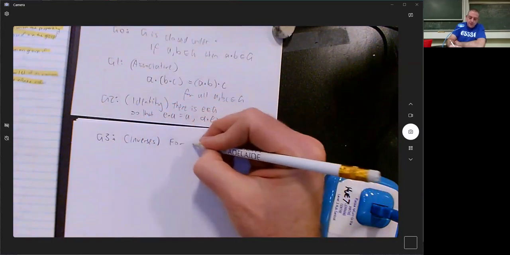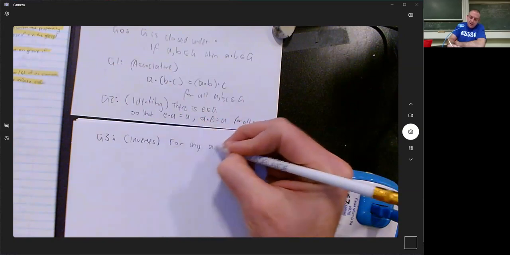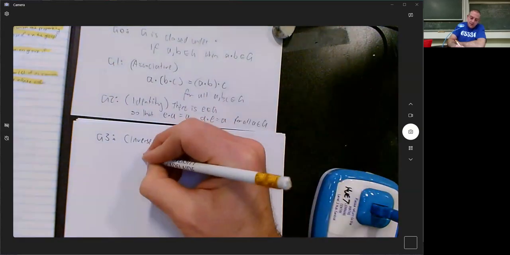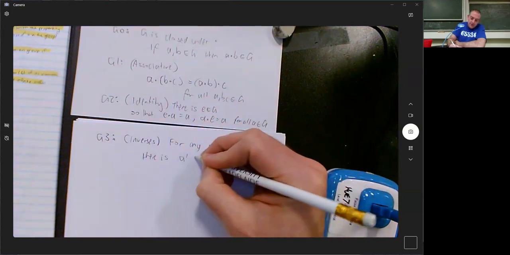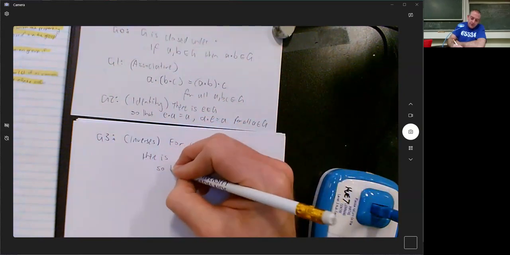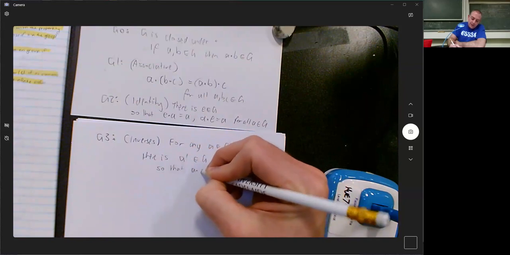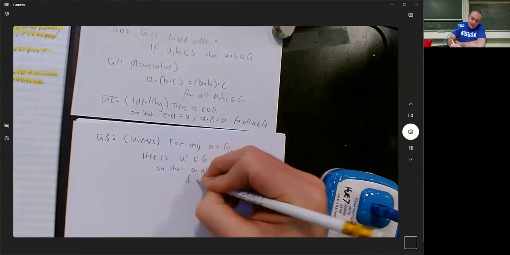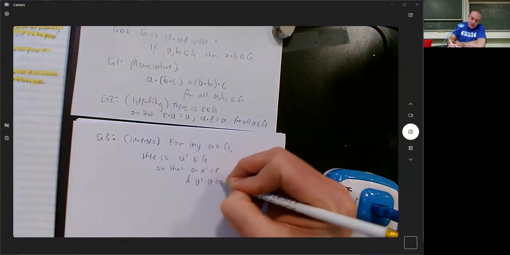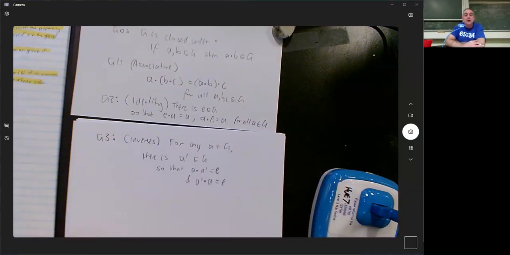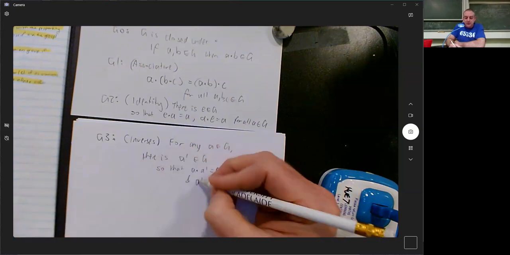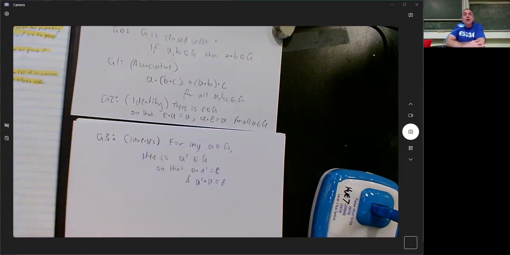So for any A in G, there is A dashed in G so that A times A dashed is E and A dashed times A is also E. And it doesn't have to be times, it could just easily be plus or anything else. But it's tradition to write them as multiplication if you don't know.